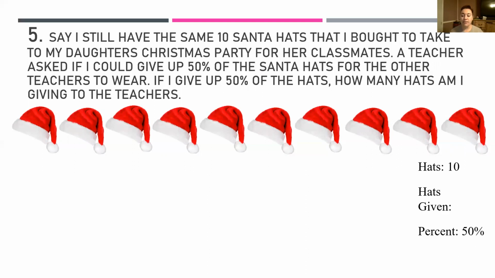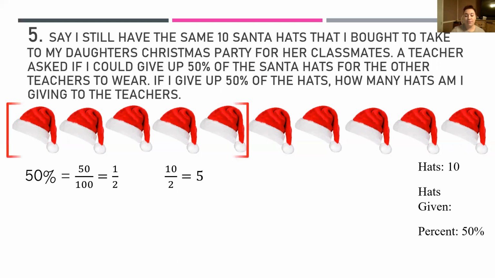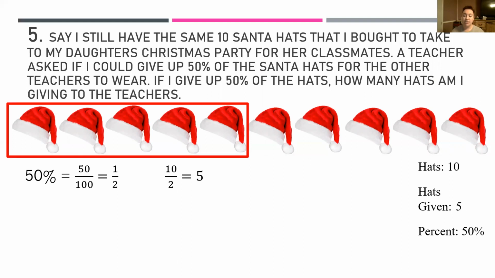Okay, so hats are 10. The percentage that I give is 50. So 50% equals 50 over 100, which equals 1/2. And so if you take how many we have and put them over 2, 10 divided by 2 gives you 5. So I gave away 5 of my Santa hats to the teachers. I gave away 5 of my Santa hats out of 10 of my Santa hats to the teachers.